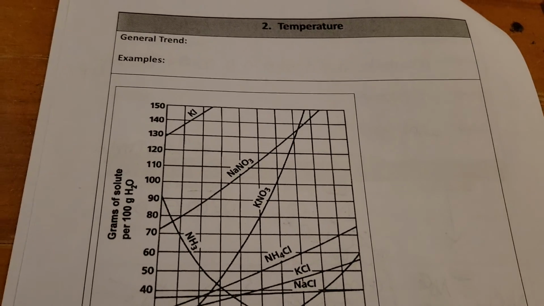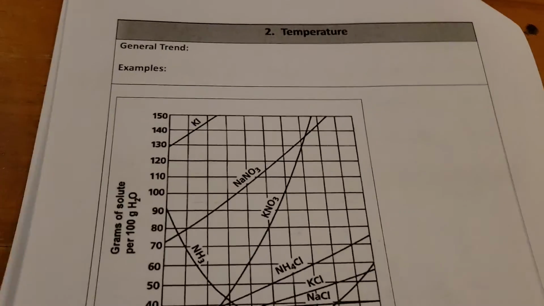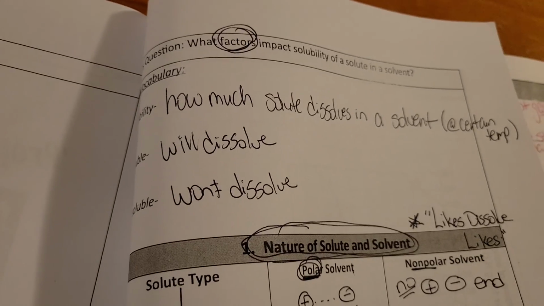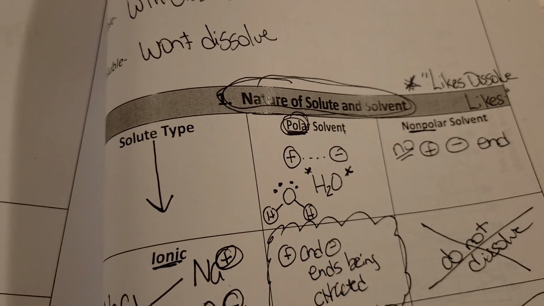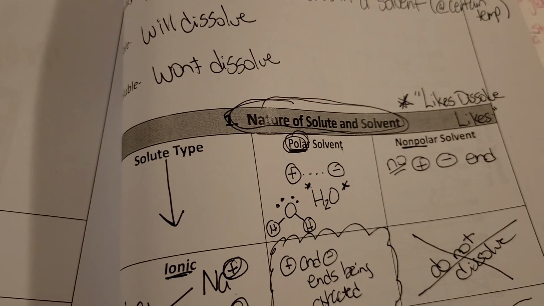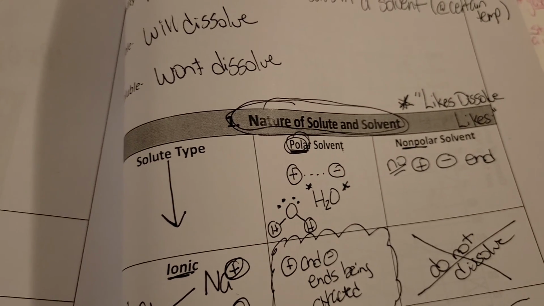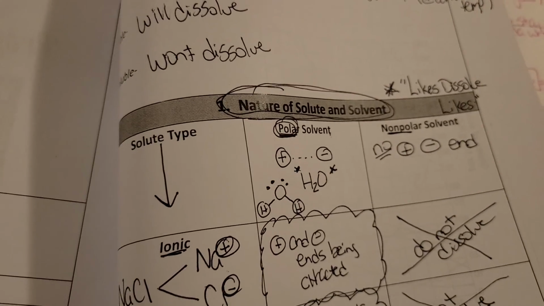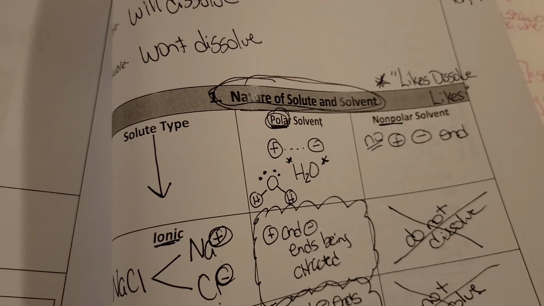Okay, so this unit has been around what factors impact the solubility of a solute. So the first thing we talked about was the nature of the solute and solvent. Something will be soluble if they are the same. So if they're both polar, they will dissolve, they will be soluble. If they're both non-polar, they will be soluble.